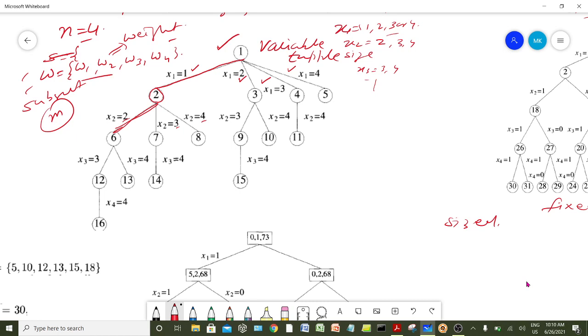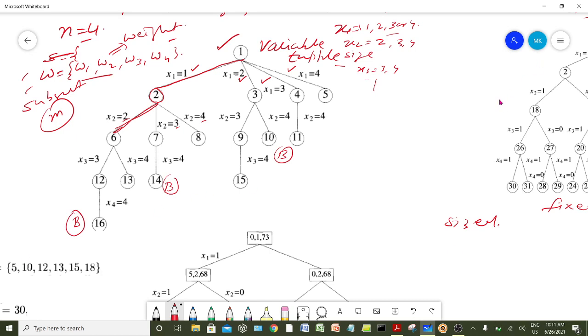Okay, so this is called your variable tuple size state space tree, or your solution space. And the nodes at which we reach the conclusion that this node further is not going to generate any solution, we just label them as B, or you can say backtrack. Fine. So this is one of the methods, called the variable tuple size.